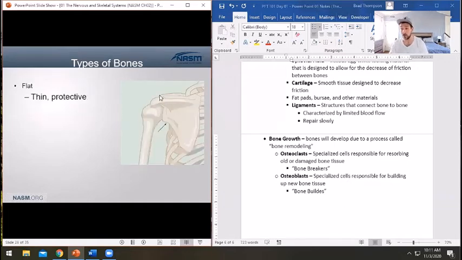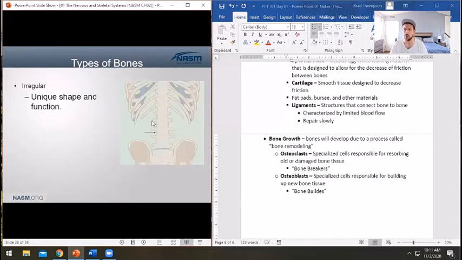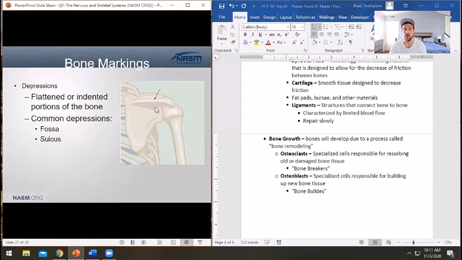You've got flat bones, which tend to be really thin and protect delicate structures, like we said. Your scapula and your pelvis are good examples of that. And then you've got unique or irregular bones. These are specialized in shape and structure. Your vertebrae is a great example of that. It's there to protect your spinal column, but it also has a place for nerve roots to branch out from. So on your bones, you're going to see specialized bone markings, right?